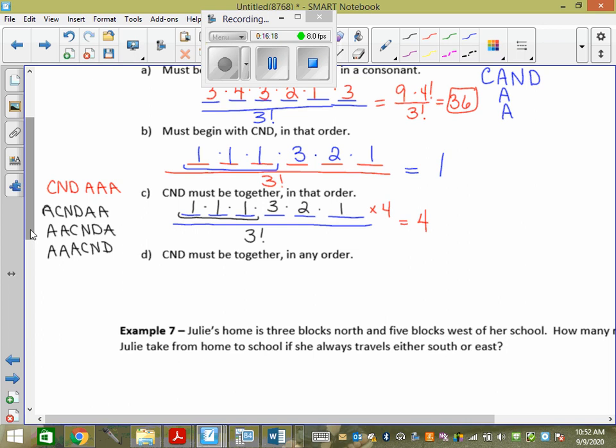Now this one says C and D must be together in any order. So I have 3 factorial underneath. 1, 2, 3, 4, 5, 6. They must be together, but it doesn't need to be in any order, so I can have 3, 2, 1, 3, 2, 1. Make sure you have your multiplication symbols. And then you can multiply by 4. So I'm going to get 3 factorial, 4 factorial, over 3 factorial. The 3 factorials cancel, so it's 24.